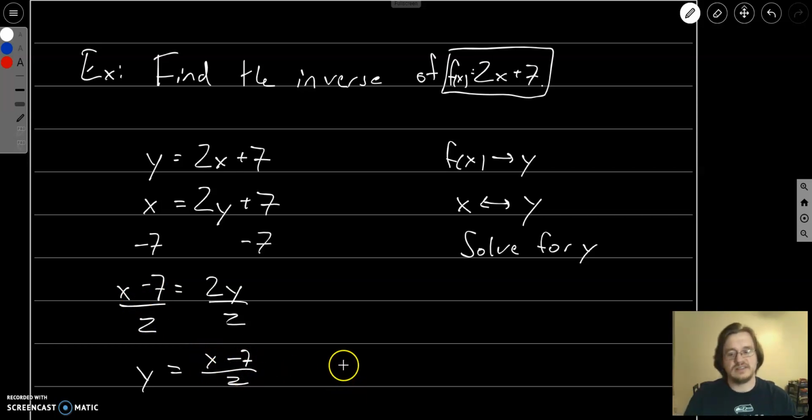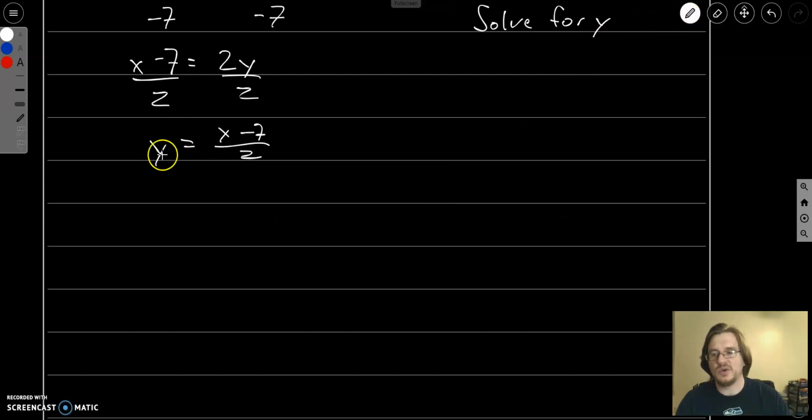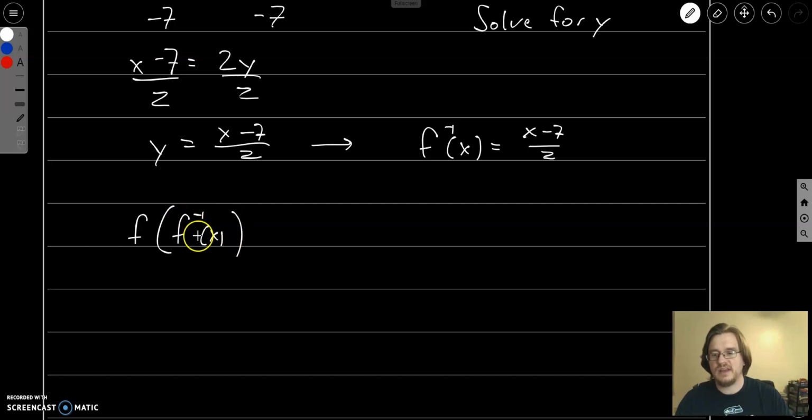Now, does this make sense? Our initial function multiplied x by 2 and then added 7. This function subtracts 7 and divides by 2. This makes sense. Let's check and make sure. How do we check? If this is my function, I want to write this as f inverse of x is going to be equal to x minus 7 over 2. So let's check. Let's plug x into f inverse, and then we'll plug that into f.